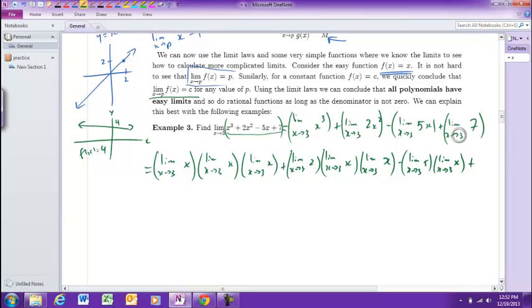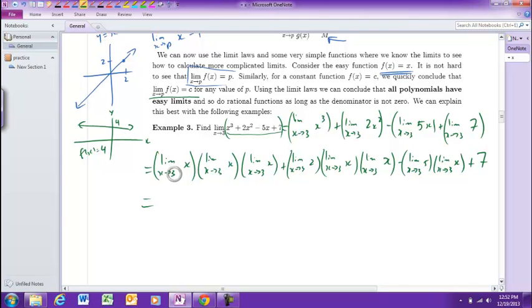What is the limit as x approaches 3 of 7? Well, the constant function 7, I'm not thinking of this as a number now, I'm thinking of it as a function 7. That's always going to be 7. This is always going to be 7 all the time. So that is just going to turn into a 7. And we're going to do the same thing with all these.